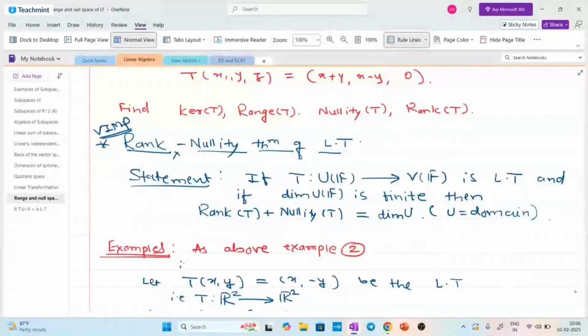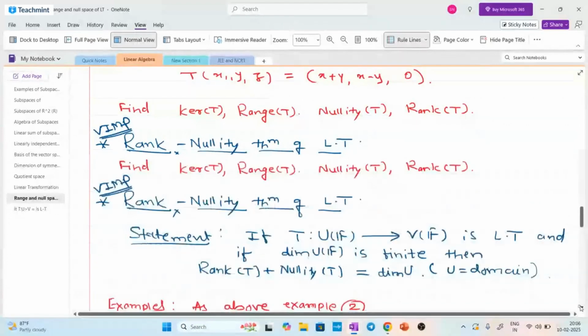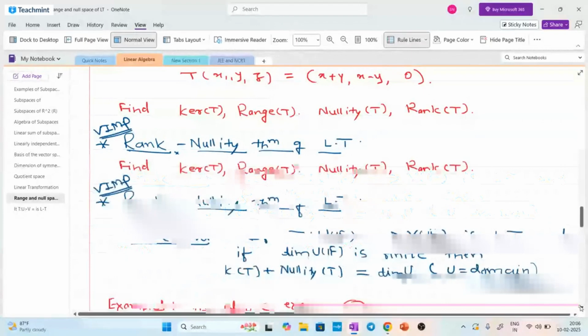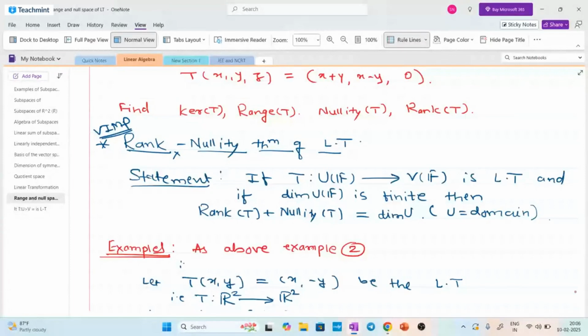Here the next point we discuss is the rank nullity theorem. The above two examples we can solve by using the rank nullity theorem. That's why first we discuss the rank nullity theorem. What is the rank nullity theorem? It is very important. A question on this rank nullity theorem comes every year. That's why we call it a very important theorem in linear algebra. That is the rank nullity theorem of linear transformation. First we will see the statement of this theorem.